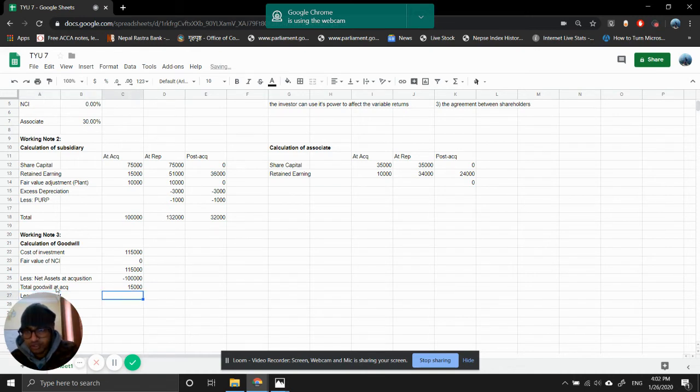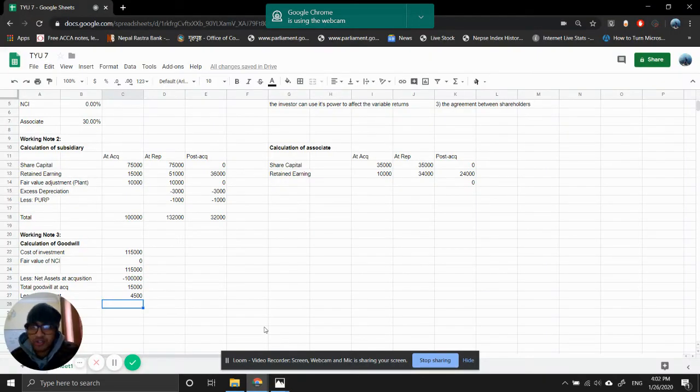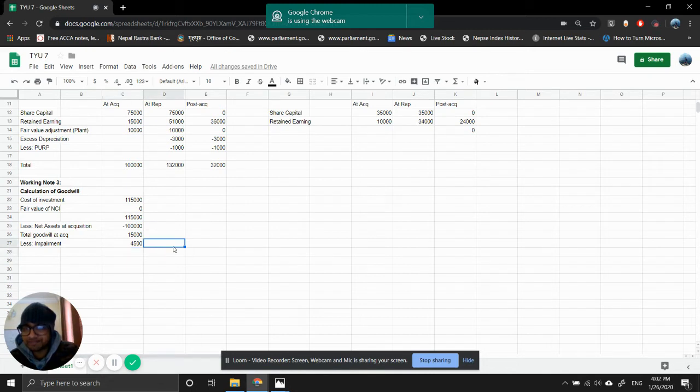Impairment, which is 30%, I think. This into 0.3, is it? Let's check it out. So it says goodwill has been impaired by 30% of its original amount, of which the current year loss was 1200. So current year loss was 1200, right? So that means 4500, this minus this, 3300 had already been impaired before, but we will only use that 1200 in SOPL, okay? Because in SOFP it's a cumulative figure.